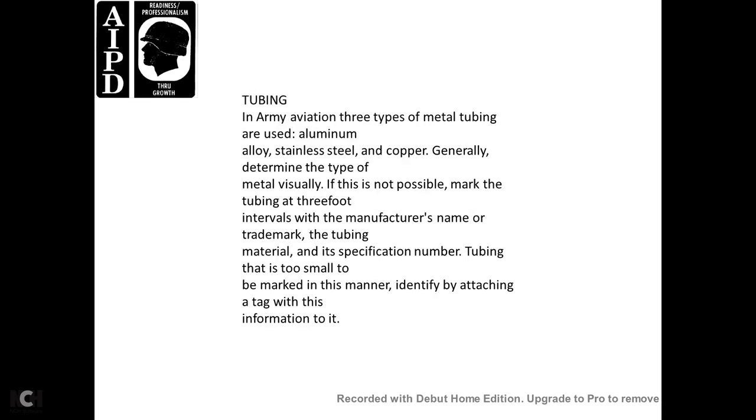Tubing. In Army aviation, three types of metal tubing are used: aluminum alloy, stainless steel, and copper. Generally, determine the type of metal visually. If that is not possible, mark the tube at 3-foot intervals with the manufacturer's name, the trademark, tubing measurement, material, and specification number. If the tubing is too small to be marked in this manner, identify it by attaching a tag with this information to it.